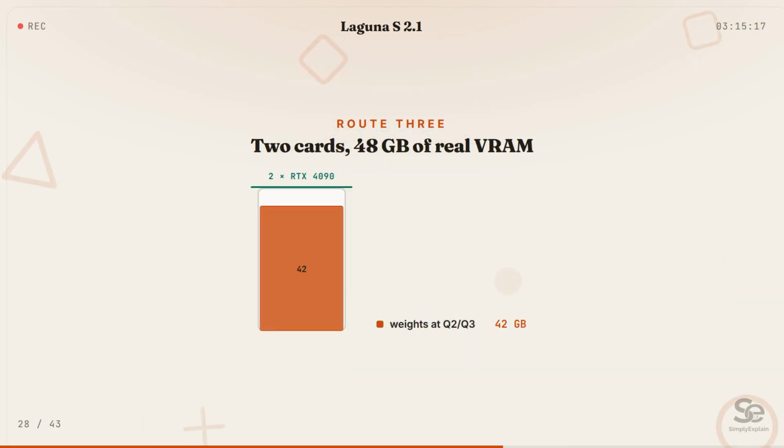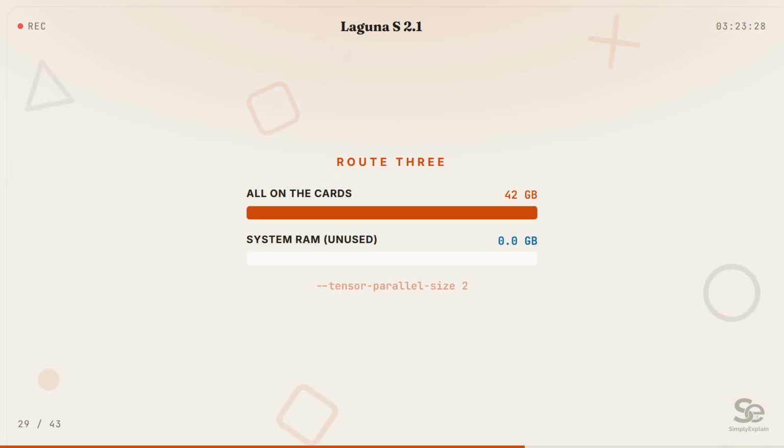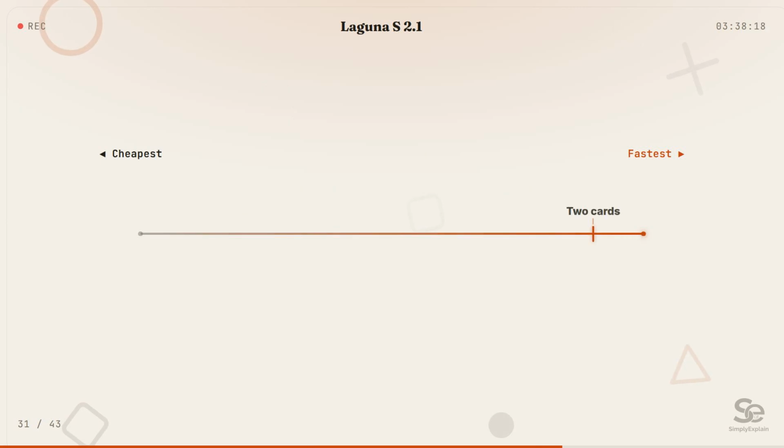Route 3. 2 or 3 consumer cards. 2 3090s or 2 4090s gets you 48 gigabytes of real VRAM. Split it across them with tensor parallelism in vLLM or SGLang. At a heavier quantization, around 42 gigabytes, the whole thing fits in VRAM with nothing spilling to system RAM. Fastest local option here, and the most expensive.